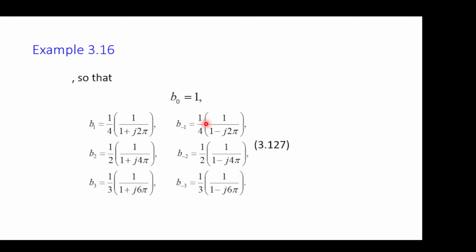We leave it in a separated form, a_k times the H part, because the H part looks a bit ugly: it's 1 over 1 plus j omega. And you see for different k you get different omega: 2 pi, 4 pi, 6 pi, minus 2 pi, minus 4 pi, minus 6 pi.